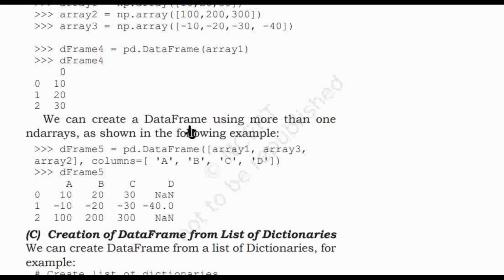We can create a DataFrame using more than one ndarray, as shown in the following example. dFrame5 = pd.DataFrame([array1, array3, array2], columns=[A, B, C, D]). dFrame5 with columns A, B, C, D and rows 0, 1, 2: 10, 20, 30, NaN; -10, -20, -30, -40; 100, 200, 300, NaN.